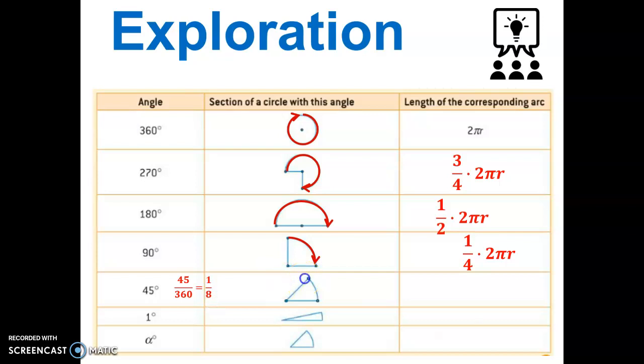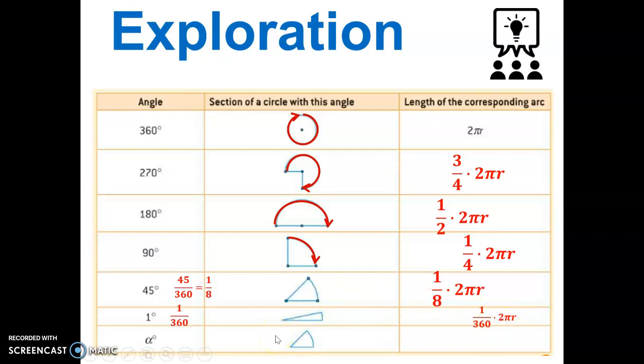So, what are we looking at? Therefore, we have 1/8 times 2 pi r. We have 1/8 of the full circumference here. Next one. Now we're talking about 1 degree. Wow, okay, 1 degree. It gets a little weird at 1 degree, but okay, let's figure it out. In this case, 1 out of 360. We have 1/360th of the circle. So therefore, we're going to have 1/360th of the circumference. So 1/360th times 2 pi r.